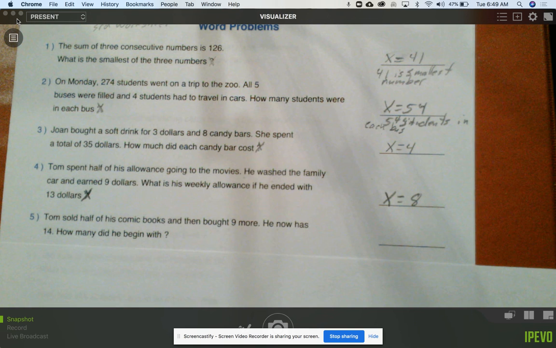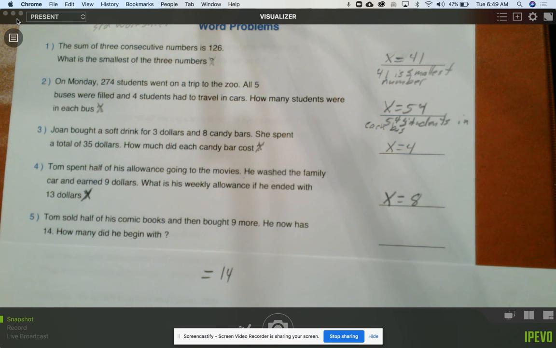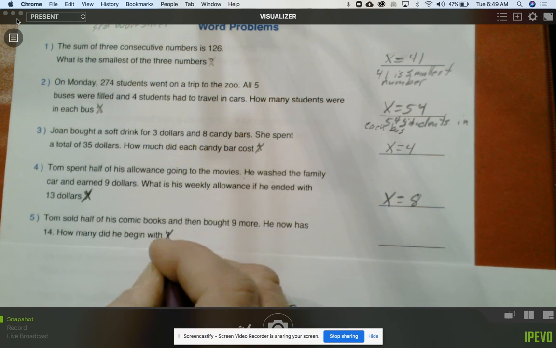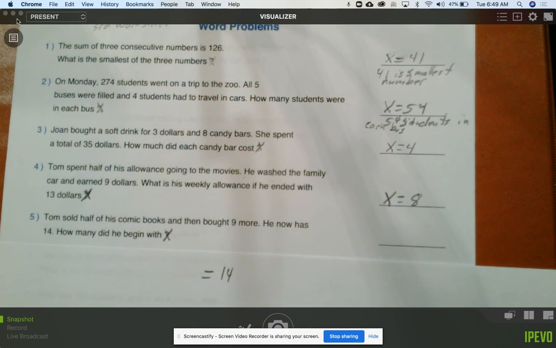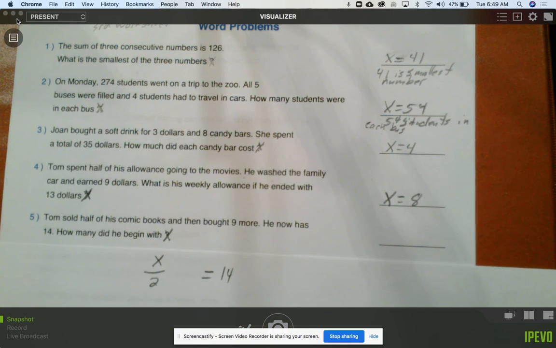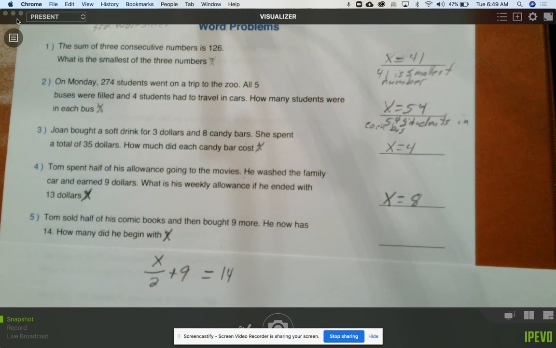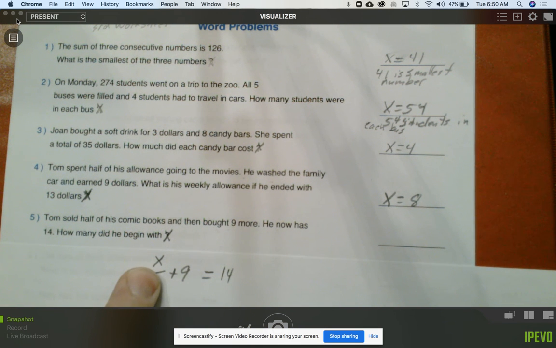So if Tom, well, it says he sold half and bought 9 more. He now has 14. In other words, he's left with 14 on the right side of his equation. How many did he begin with? I'm going to assign that value to x, and I'm going to ask that question. Well, Tom sold a half, and he started with x, so he got rid of half, or divided his amount by 2. And then he bought 9 more, so he added 9 to his total. So his total, or his comic books he started with, cut in half, plus 9 is 14.